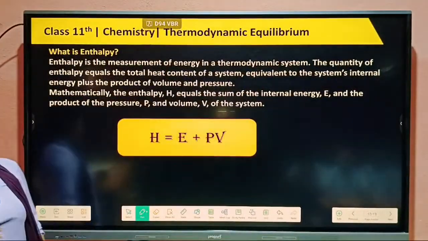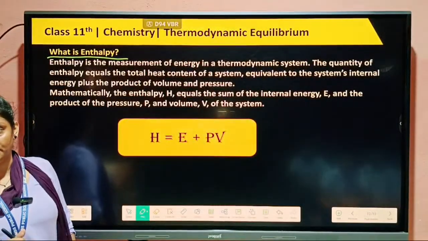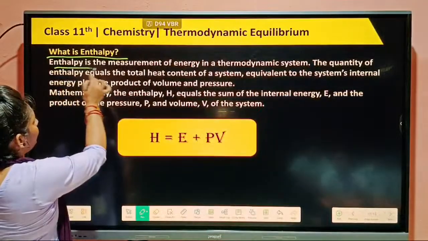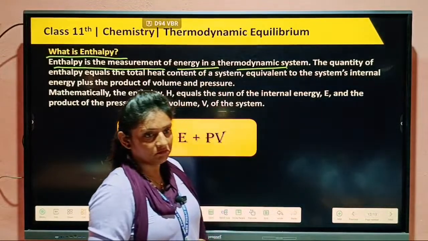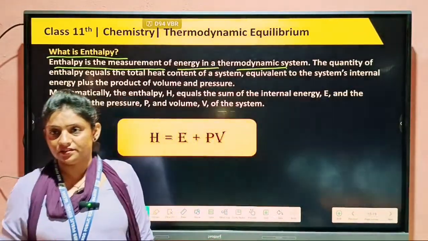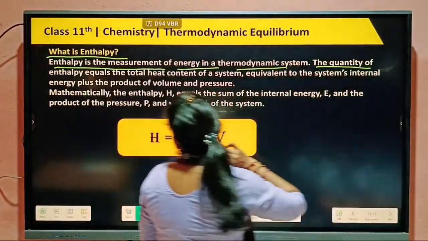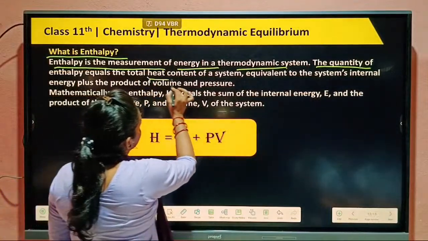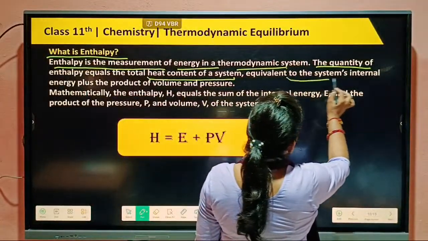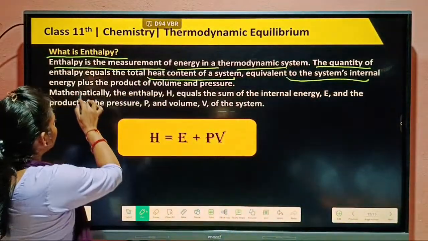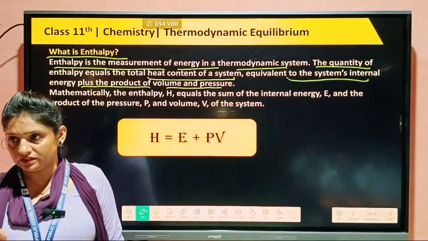Then students, our next term is enthalpy. What do you mean by enthalpy? Enthalpy is the measurement of energy in a thermodynamic system. It is the measurement of energy. The quantity of enthalpy is equal to the total heat content of a system, equivalent to the system's internal energy plus the product of volume and pressure. What do you mean by this?